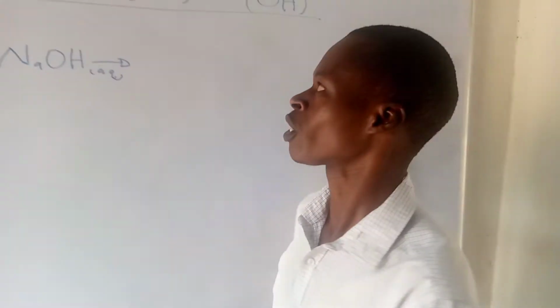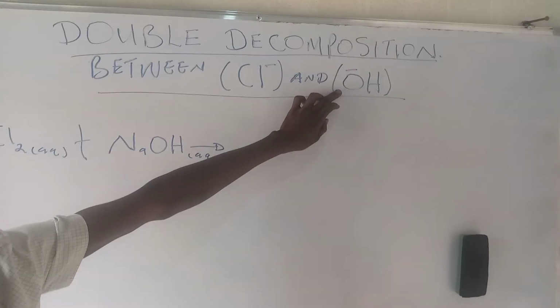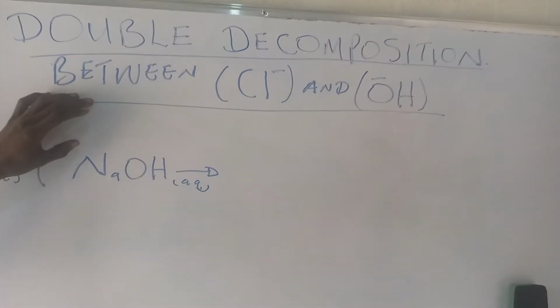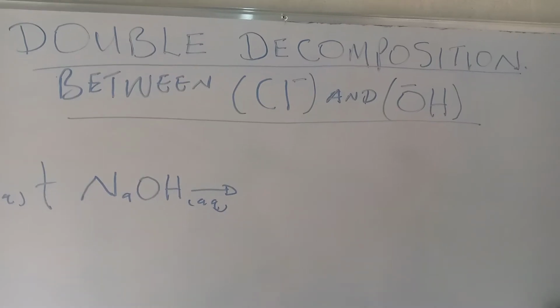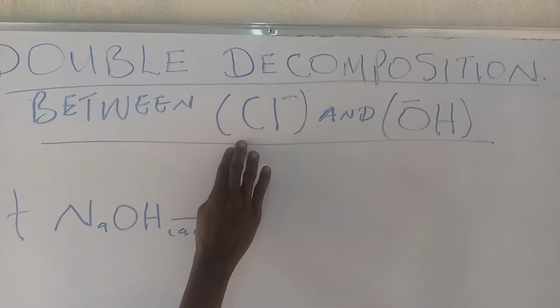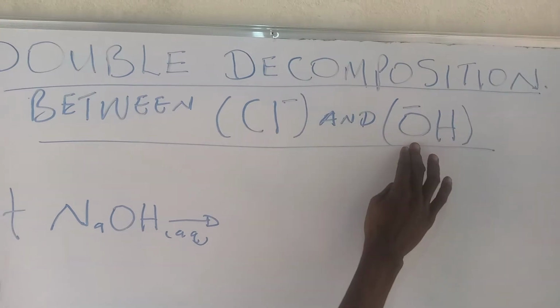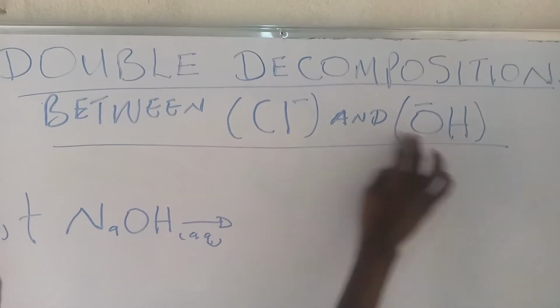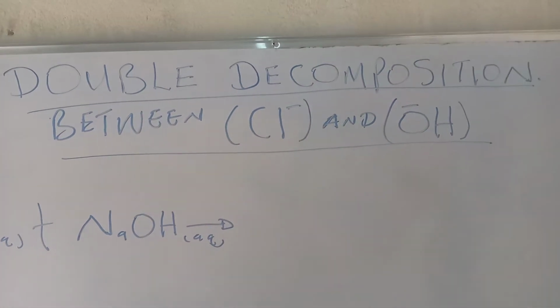So we have the double decompositions between chlorides and hydroxides. The other time we said that all chlorides are soluble, so the physical state of chloride is aqueous, meaning that they dissolve, forming solutions. Then we say that all hydroxides are what? Insoluble. That is why we're going to talk about the reaction.